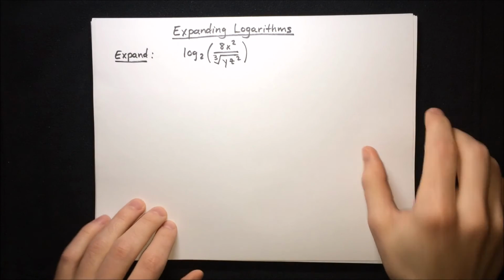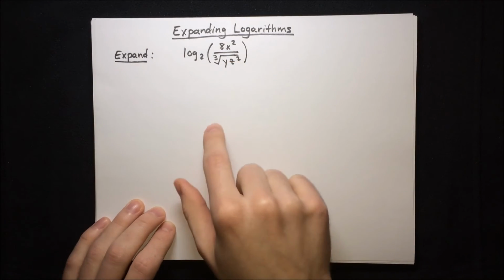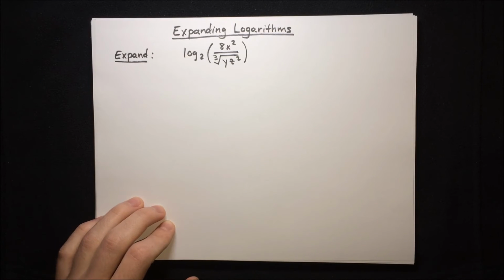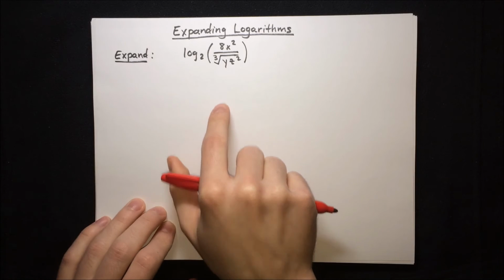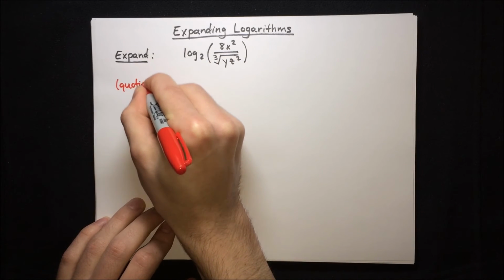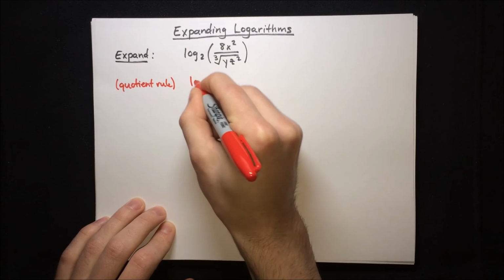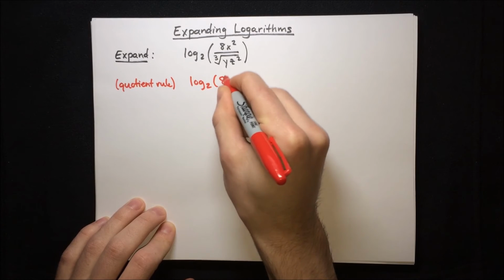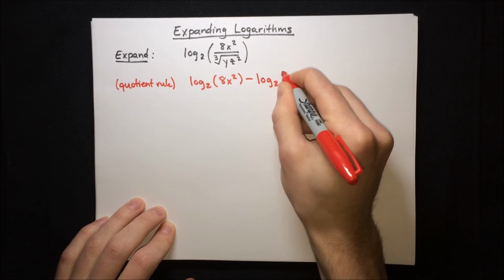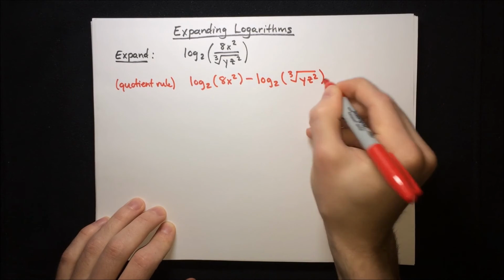For our final example, we'll do another expanding logarithms problem, and this one's going to be a bit trickier because we've got some roots inside. But the overall process is going to be the same. We see a quotient here, so we're going to use the quotient rule to expand this log into the log of the numerator, 8x squared, minus the log of the denominator, the cube root of yz squared.